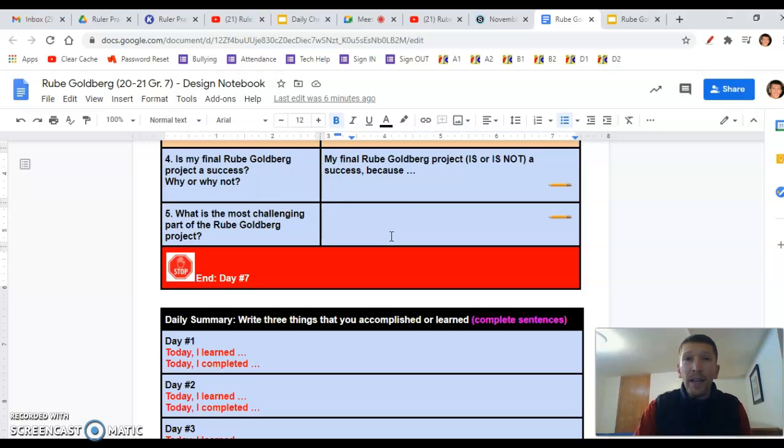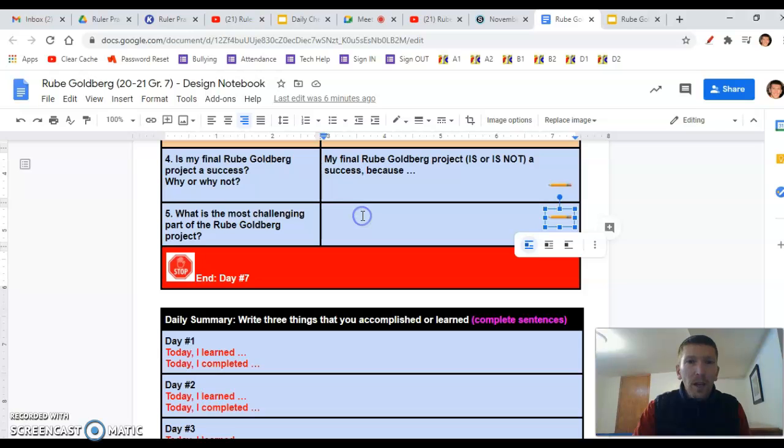You are the judge on that, if you think it is or is not, but give reasons why. Explain it in detail. And then the fifth question is, what is the most challenging part of your Rube Goldberg project? What was challenging about it? It should be more than just a one-word or one-sentence answer. Explain why it was challenging. So that is the conclusion questions.